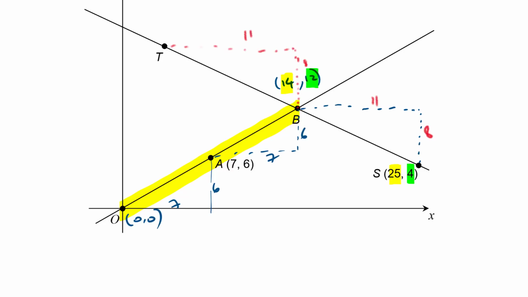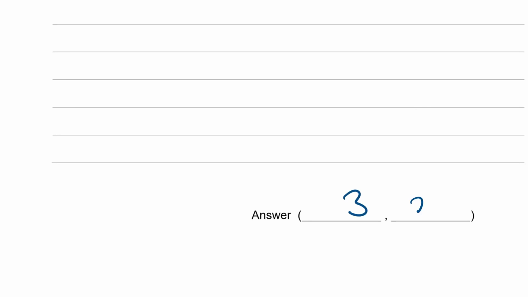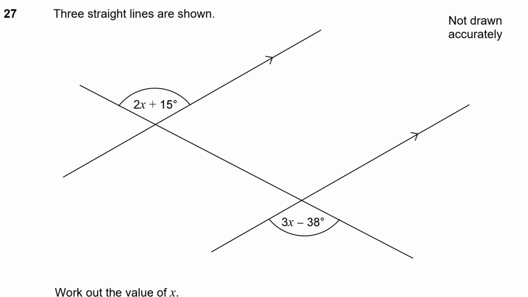Okay, so let's think about what we have to do with the coordinates then. So if I'm at B, which is (14, 12), and I go up 8, that's going to take me to (14, 20). And if I go left 11, I'm going to go from 14 down to 3, aren't I? So that's going to be (3, 20). So T has coordinates (3, 20).